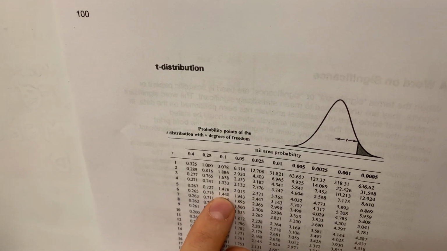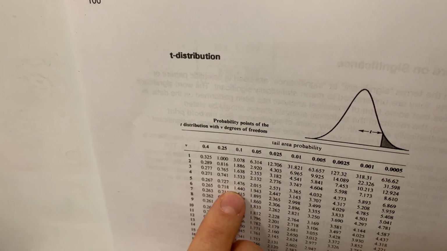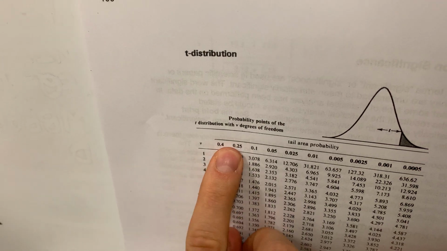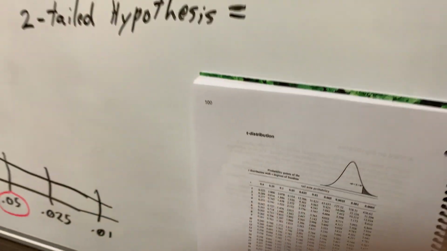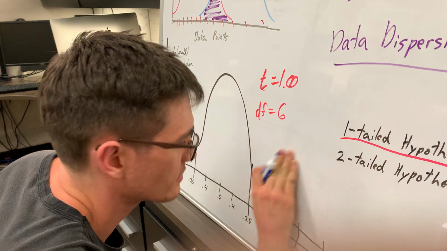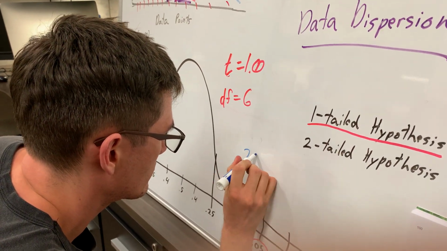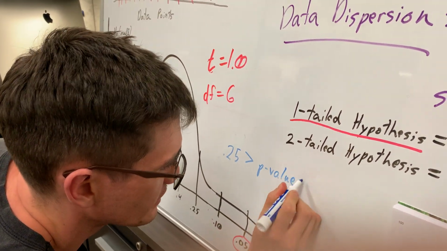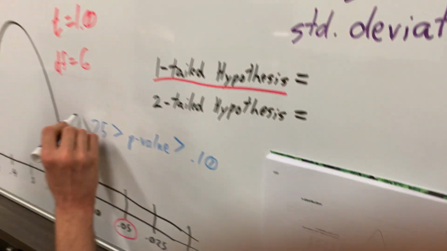But let's find out exactly where our p-value is. So our t-value of 1 fits right in between this column, between 0.718 and 1.440. And those two numbers, respectively, are under the p-value columns of 0.25 and 0.1. Okay? So we can say that our p-value is going to be less than 0.25, but greater than 0.1, okay?